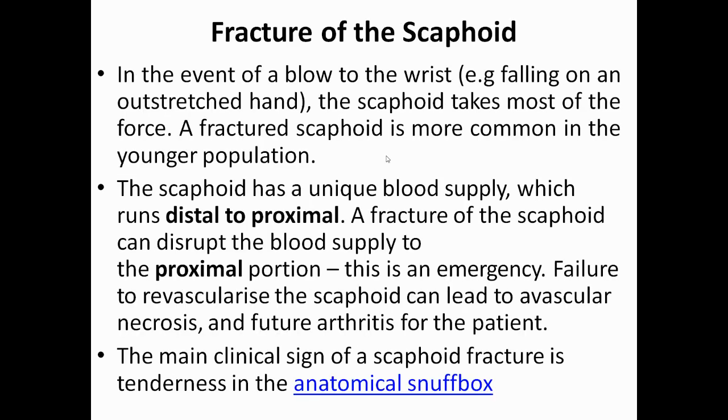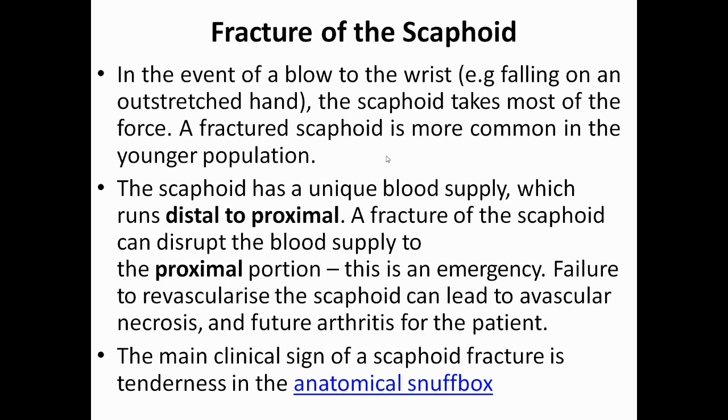Now the clinical pathology. In the event of a blow to the wrist, the scaphoid takes most of the force. A fractured scaphoid is more common in the younger population. The scaphoid has a unique blood supply which runs from distal to proximal.